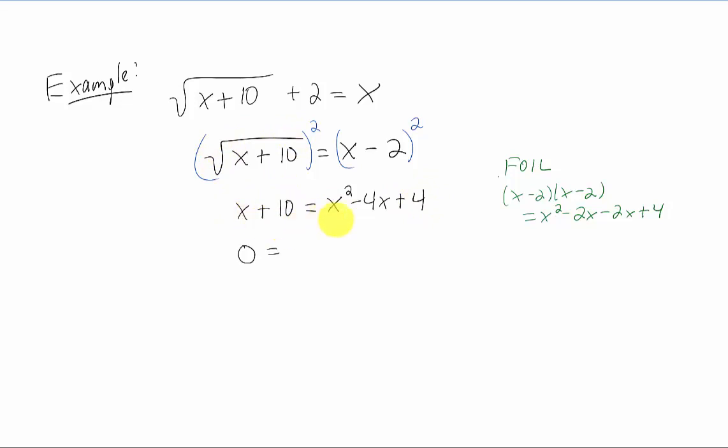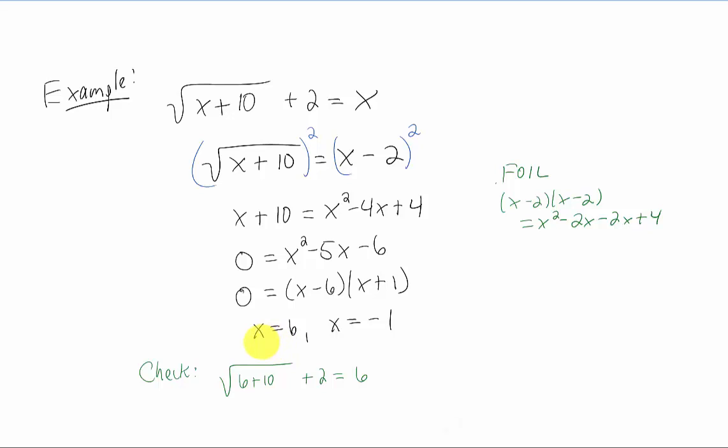So we're still at a point in the semester where our only hope for solving this equation is to get a 0 on one side. So I'm going to subtract x and subtract 10 from both sides of the equation. Now that we've done that, we can recognize that we can factor the right hand side, and we get ourselves 2 answers. We need to check those answers, so x equals 6 I'm going to plug into the original equation.